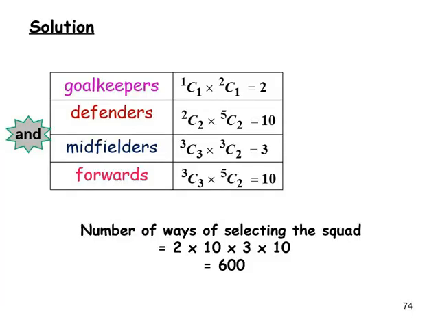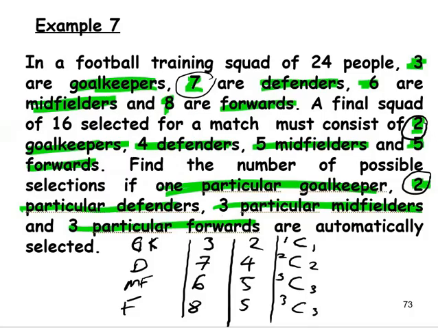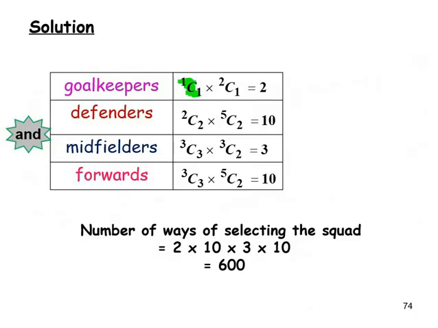So for goalkeeper, this 1C1 is for the one that will be particularly selected. And then we know that for goalkeeper, we have 3 goalkeepers, but we need 2. But one is already particularly selected, so out of 2 we choose another one. So the result is we get 2 goalkeeper choices.